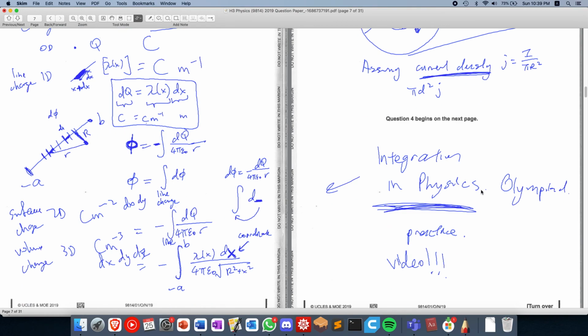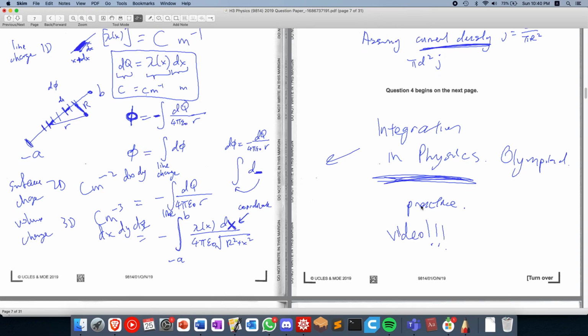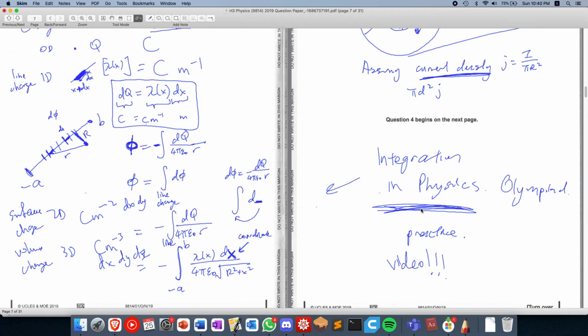I look forward to making this integration in physics Olympiad video, where we can integrate stuff like moment of inertia, charge densities. We can calculate potentials, electric fields, and many other things. So we can discuss things like different coordinate systems, what happens when you change the coordinate system, what it really means to do an integral. We can talk about differential forms, and that's pretty much it. We can talk about probably a bit of symmetry as well.